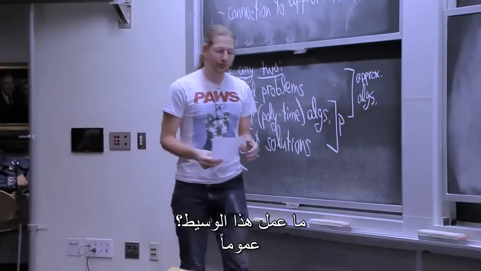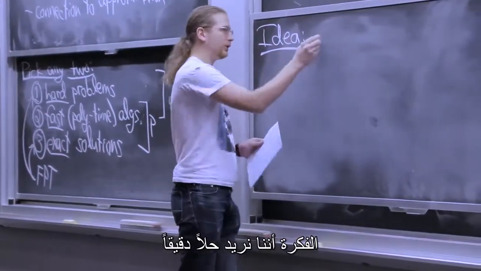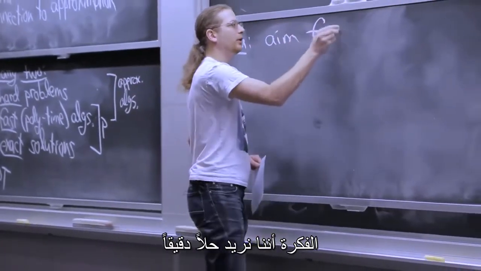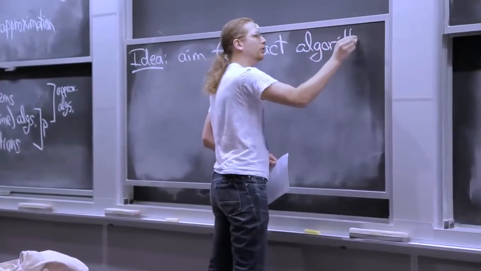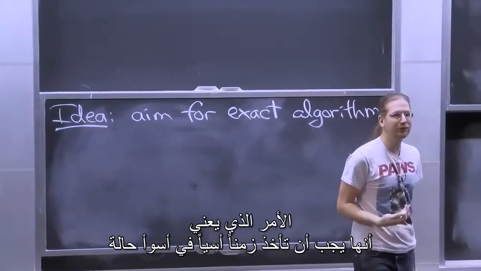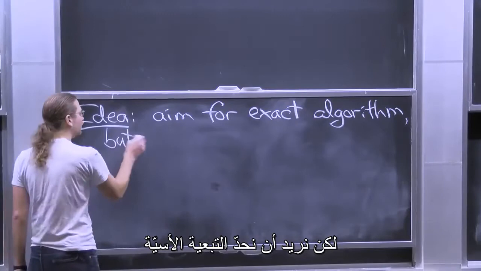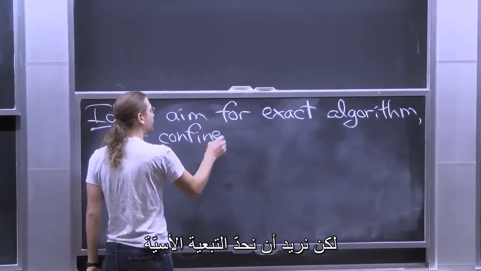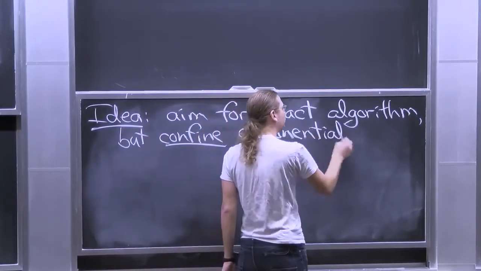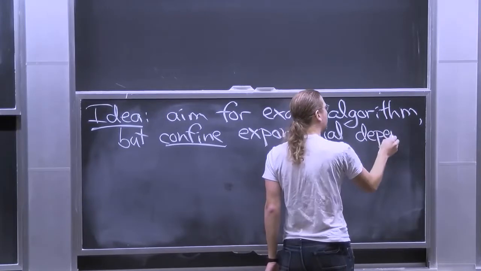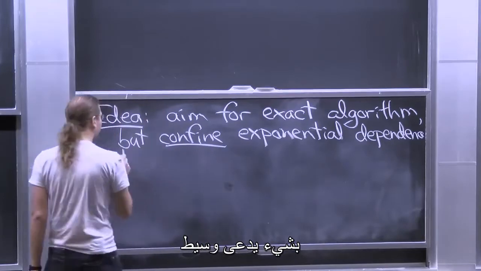So what's this parameter business? In general, the idea is that we really want an exact solution to an NP-hard problem, which means it has to take exponential time in the worst case, but we want to confine the exponential dependence to something called a parameter.